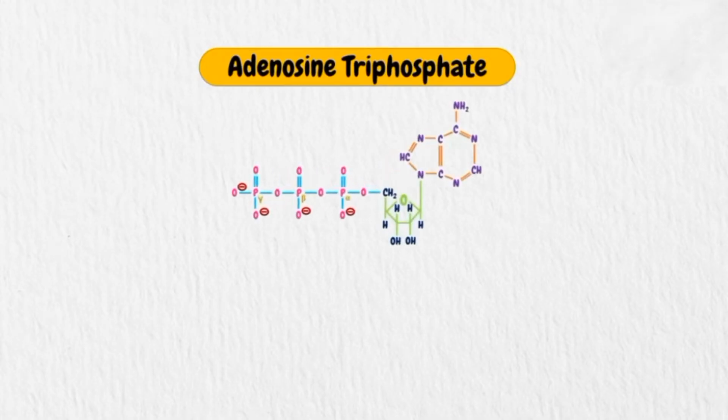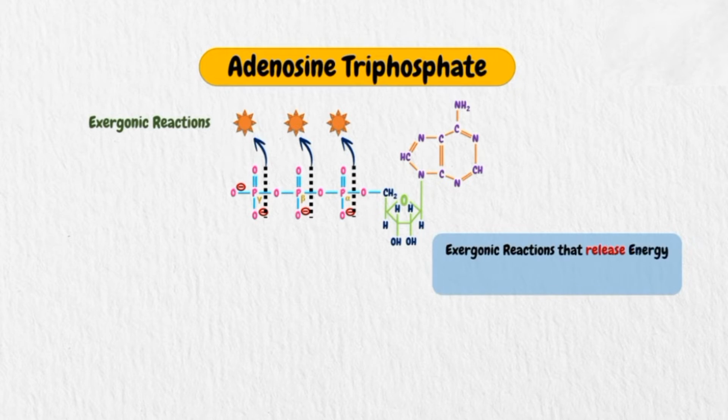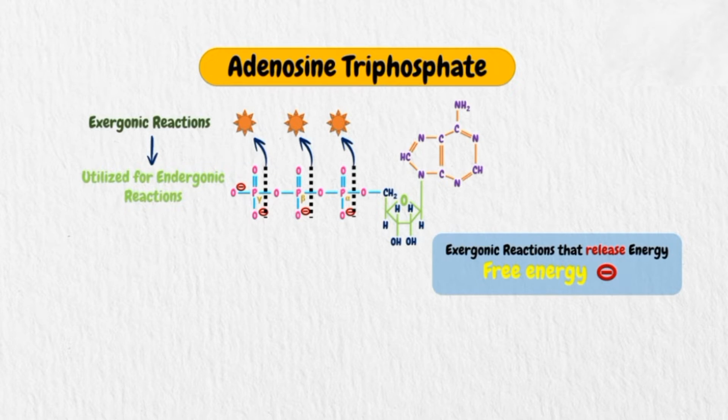Adenosine triphosphate, ATP, is the most important form of chemical energy in all cells. Cleavage of ATP is strongly exergonic. An exergonic reaction is a type of spontaneous reaction where the release of free energy is negative, less than zero. The energy this provides is used to drive endergonic processes.